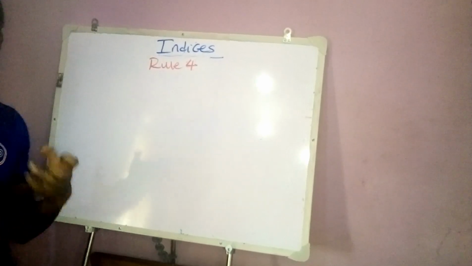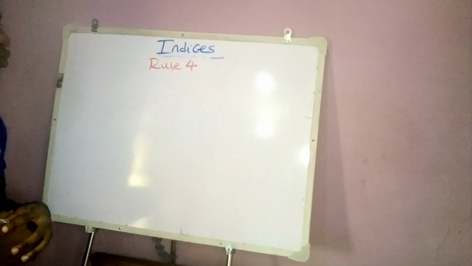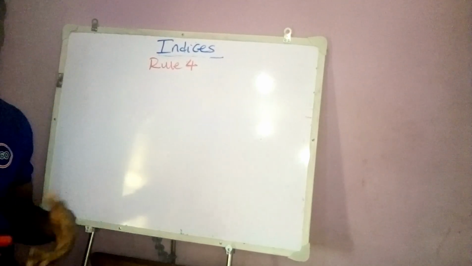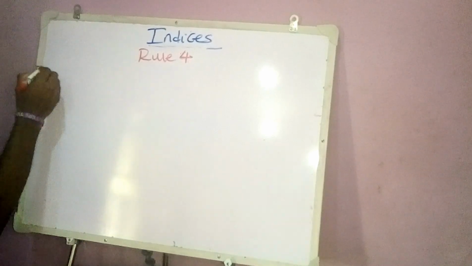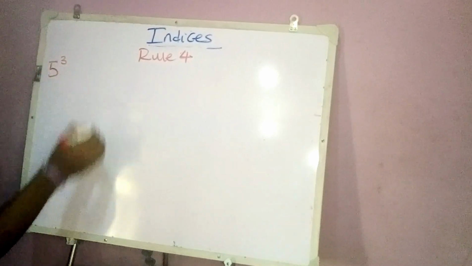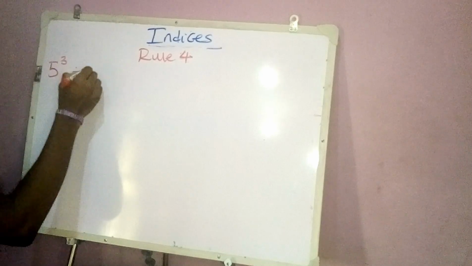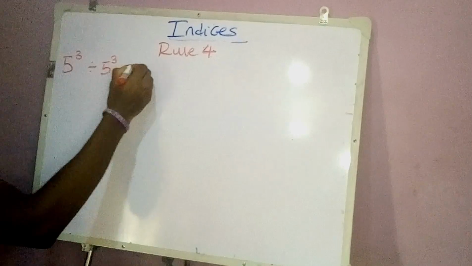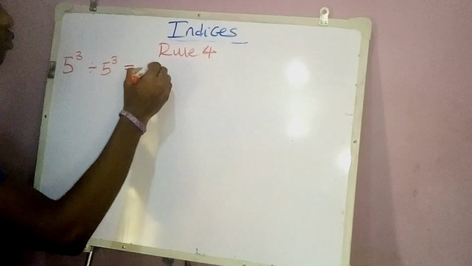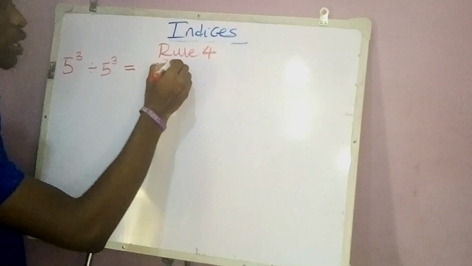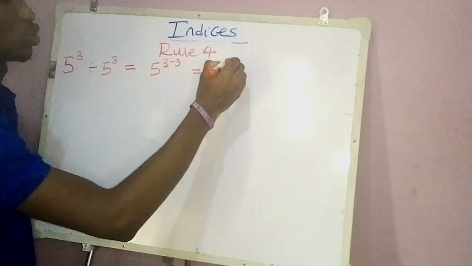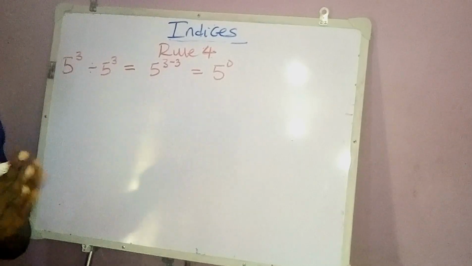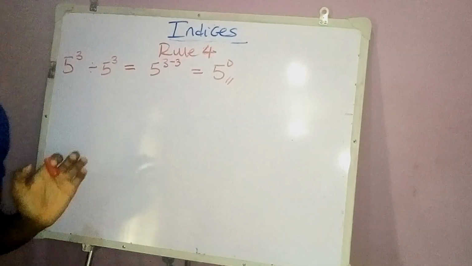Before I tell you the rule, I want us to understand how we came about the rule. The rule came from rule number 2, which is your division rule. Let's assume we have 5 raised to the power of 3 divided by 5 raised to the power of 3. Can we all agree that, based on rule number 2, this is the same as 3 minus 3, which is equal to 5 raised to the power of 0? This will be the final answer for someone that only knows rule number 2.